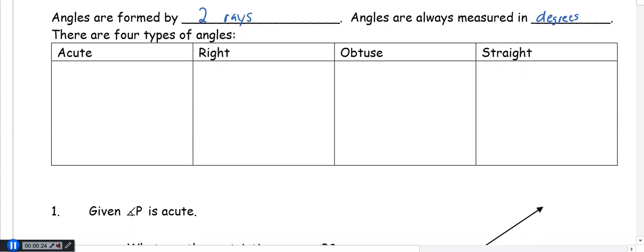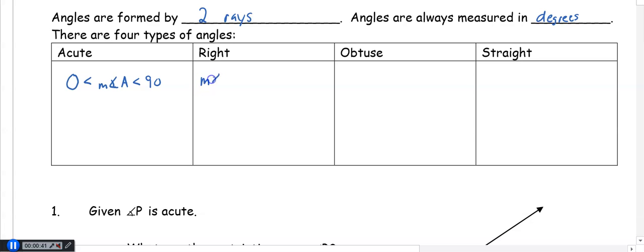The first one is an acute angle. So an acute angle is our smaller angles. They are going to have a measure between 0 and 90. So this says 0 is less than the measure of angle A, which is less than 90. It has to fall within that range.